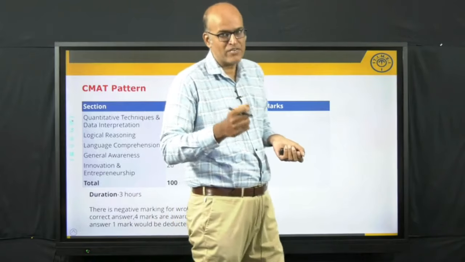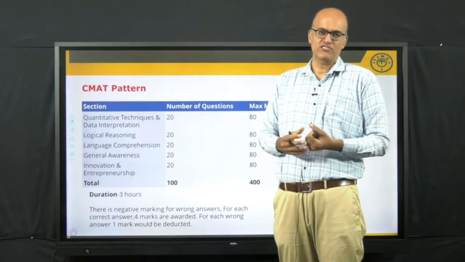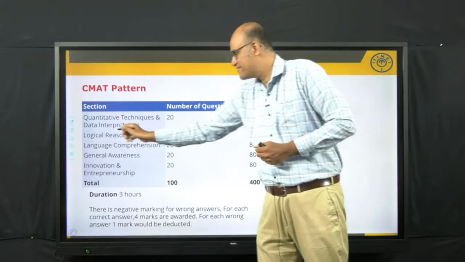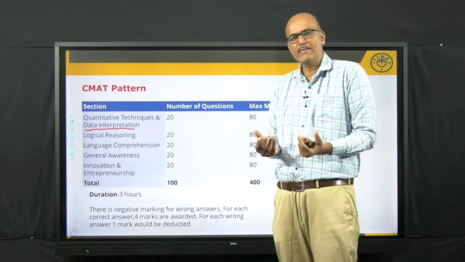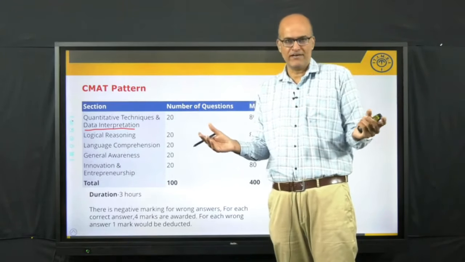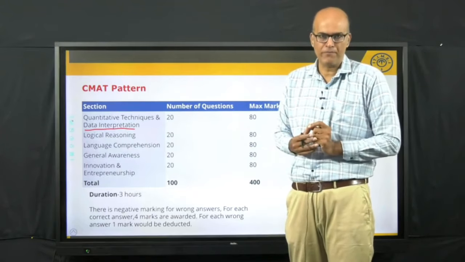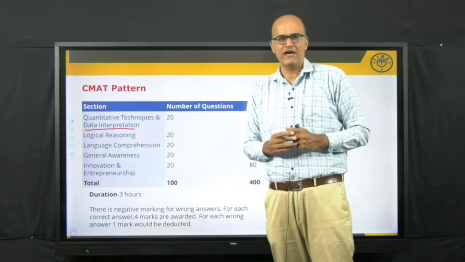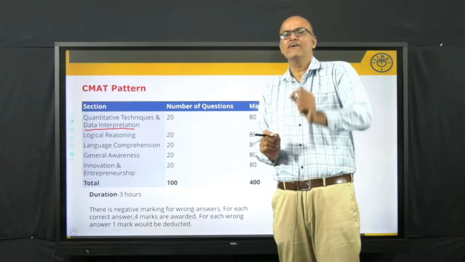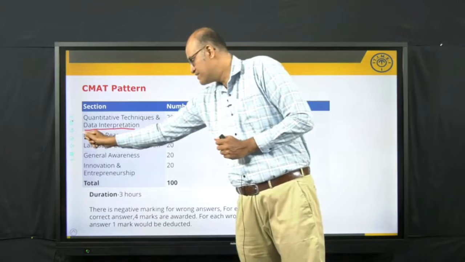This exam will have 100 questions in them, and these 100 questions will appear from 5 sections. Now, what are the sections that you have in CMAT? The first section, they call it quantitative techniques and data interpretation. Quantitative techniques basically refers to mathematics. Remember, they check only school level mathematics. They don't go beyond school level. And few questions from data interpretation may also appear. While major chunk of questions are from mathematics, some questions are from data interpretation, and every section in CMAT will have 20 questions each.